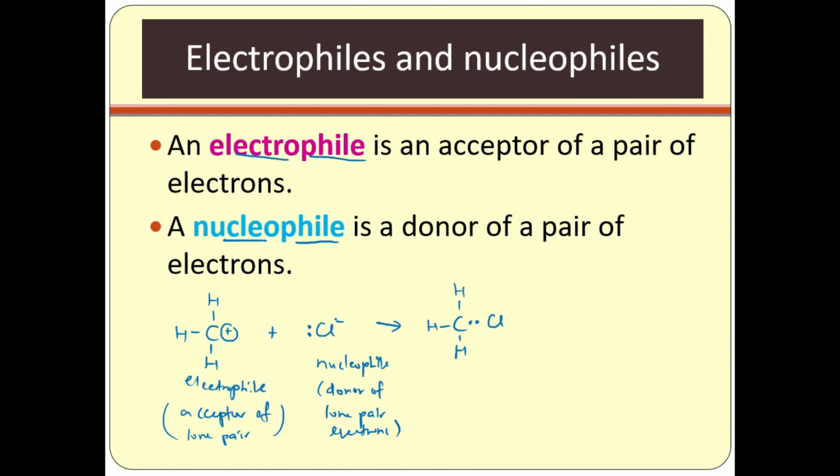And a chloride ion having lone pair electrons is looking to donate its lone pair electrons, so it is attracted to the positive carbon in this reaction. So it likes the nucleus. So this is another method of identifying an electrophile and nucleophile in a reaction. But if you are asked to explain what's meant by the term electrophile or nucleophile, an electrophile is an acceptor of a pair of electrons, and a nucleophile is a donor of a pair of electrons.